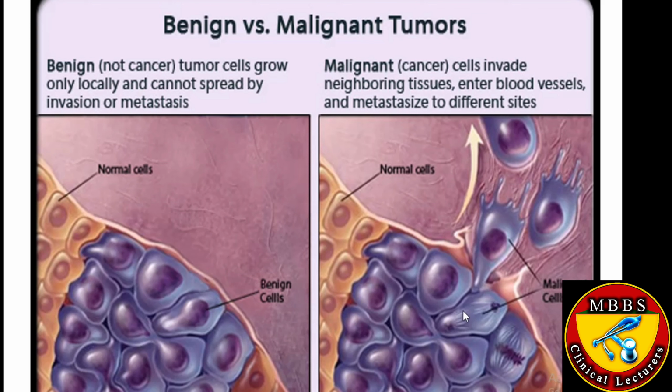Cell division is occurring. Then the other important point is that they do not exactly resemble the normal counterpart or the normal tissue which it is arising from. So they are dedifferentiated cells. Other points are that they can invade neighboring tissues. We already studied that. They can enter the blood vessels or lymphatics to metastasize, that is, to spread to different parts and distant sites of the body.